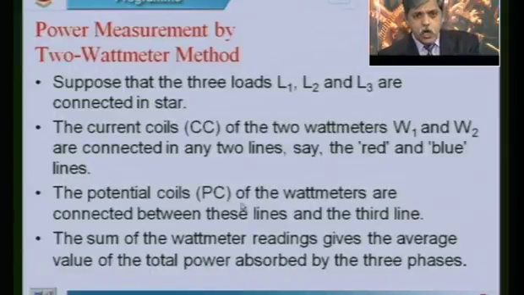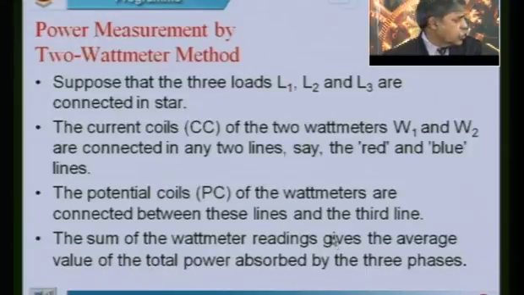See here, the potential coils of the wattmeters are connected between these lines and the third line. This statement says the current coils of the 2 wattmeters W1, W2 or P1, P2, whatever you want to write, are connected in any 2 lines. In the diagram I have shown you R and B phase. So Y phase is now open, therefore I will be connecting the potential coils between R phase and Y phase, B phase and Y phase. The sum of the wattmeter readings gives the average value of the total power absorbed by the 3 phases.